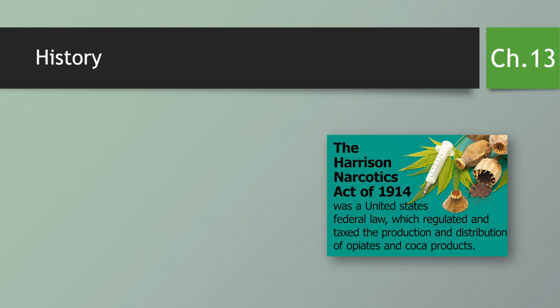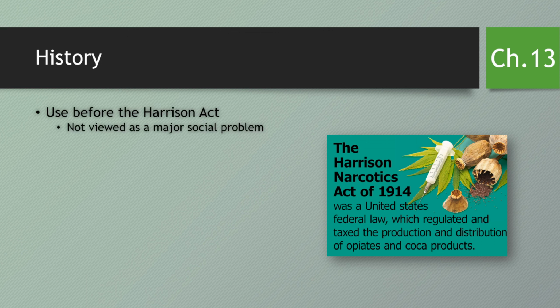All right, so the history here of this opium use and abuse really centers around the Harrison Act. The Harrison Narcotics Act of 1914 was a turning point. We'll talk about the use before this as well as after this. Before the Harrison Act, the use of opioids was not really viewed as a major problem. Most people didn't see an issue with this.